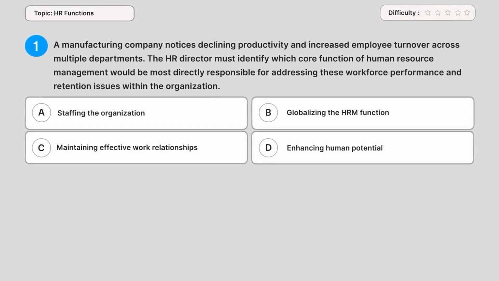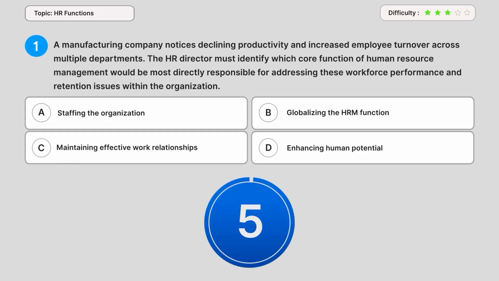1. A manufacturing company notices declining productivity and increased employee turnover across multiple departments. The HR director must identify which core function of human resource management would be most directly responsible for addressing these workforce performance and retention issues within the organisation. A. Staffing the organisation. B. Globalising the HRM function. C. Maintaining effective work relationships. D. Enhancing human potential. Can you guess the answer?